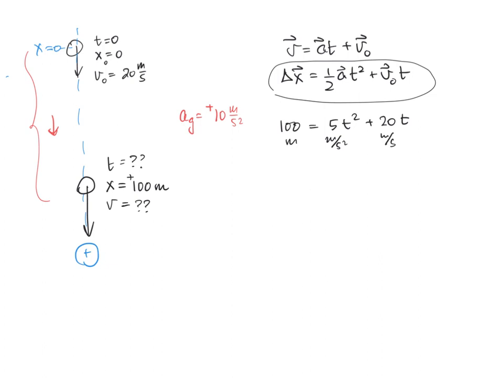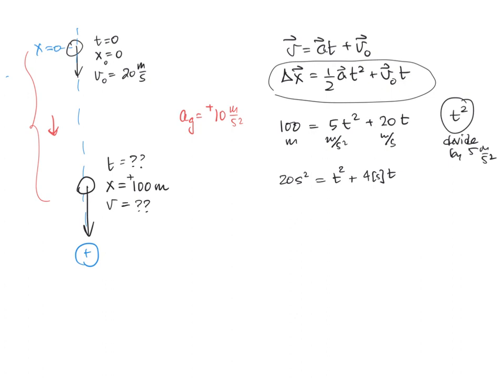So the first thing I want to do is get the t squared term by itself. So I have to divide everything by 5 meters per second squared. Okay, so 100 divided by 5 meters per second squared is 20 seconds squared. 5 meters per second squared divided by 5 meters per second squared just gives me 1 t squared. 20 meters per second divided by 5 meters per second squared is 4 seconds times t. So this thing is a unit. Okay, 4 seconds times t.